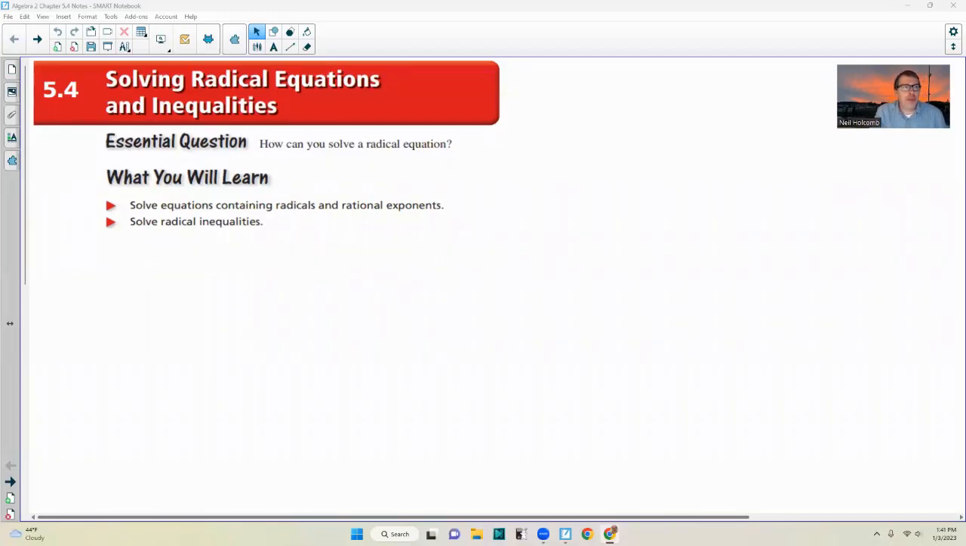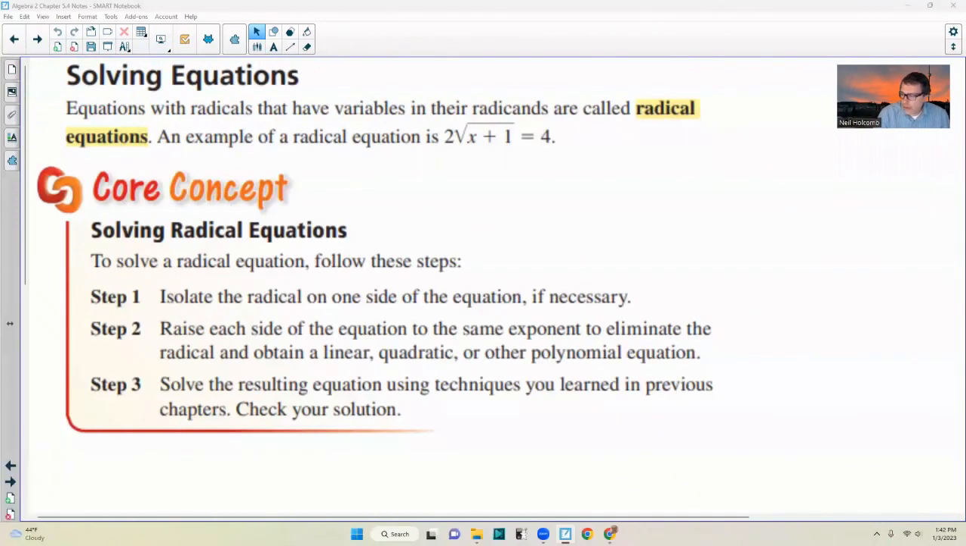Okay, this is chapter 5.4, solving radical equations and inequalities. So the essential question is, how can you solve a radical equation? What you will learn is how to solve equations containing radicals and rational exponents, and how to solve radical inequalities. Okay, so without any further ado, let's take a look at what this chapter section has to offer.